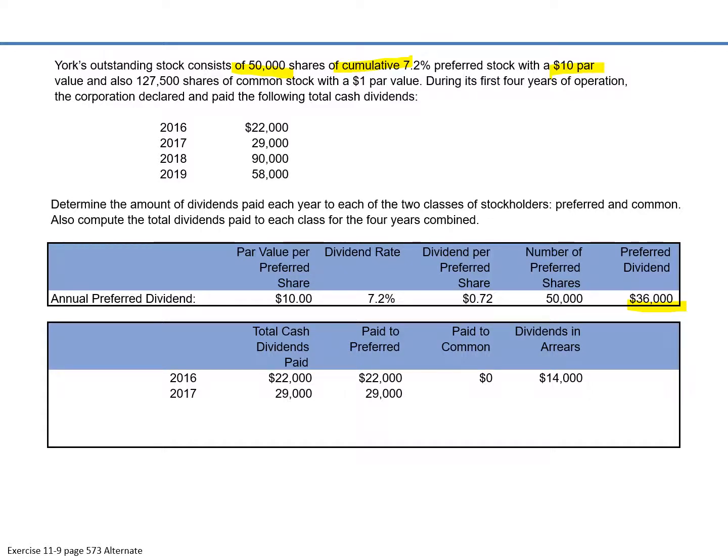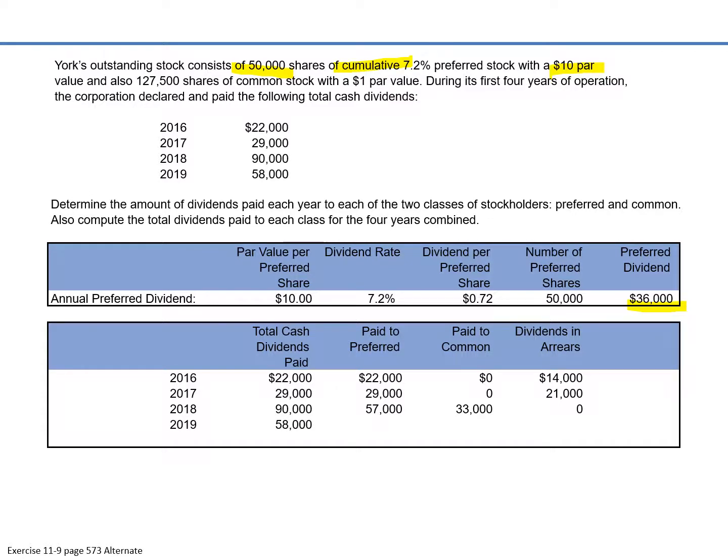We had 14,000 in arrears before. Now we have an additional 7,000 in arrears. So we have a total of $21,000 of dividends in arrears. Then in year 3, we have $90,000 that we paid. So we're going to pay our $36,000 to our preferred shareholders plus all 21 that's in arrears. So we're going to pay them $57,000. We have no more dividends in arrears, and we're going to pay $33,000, what's left over, to our common shareholders.